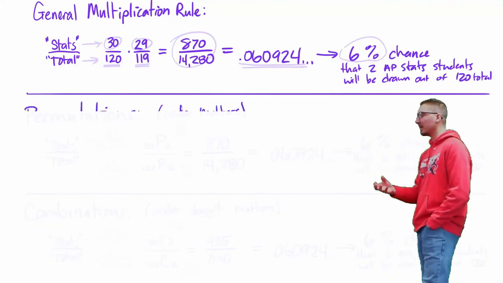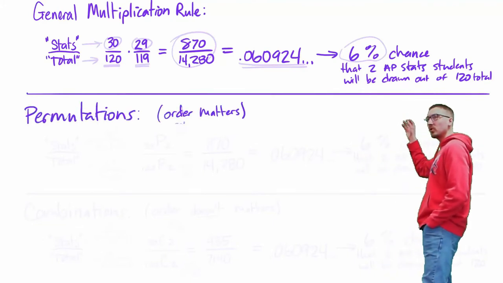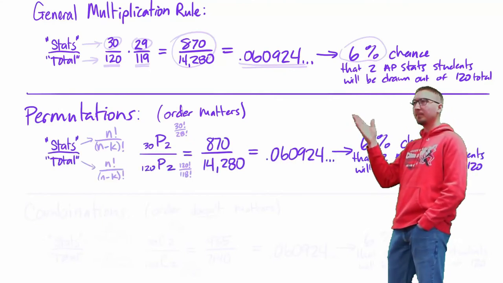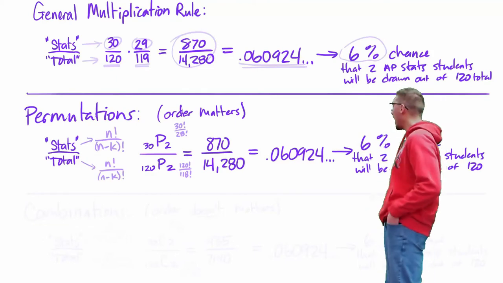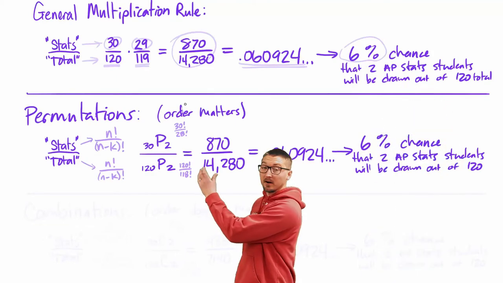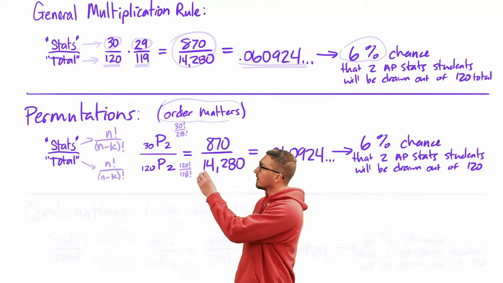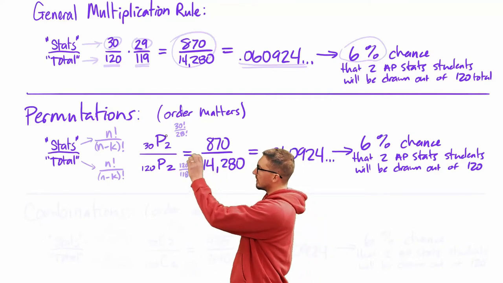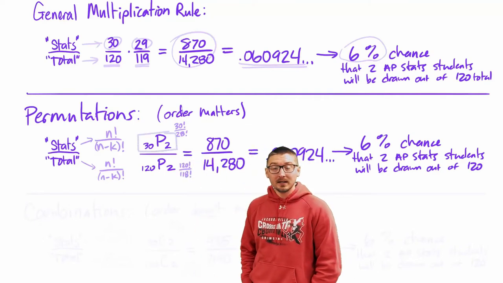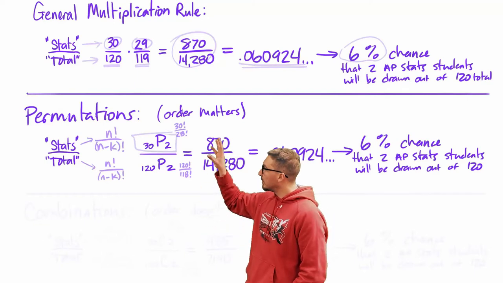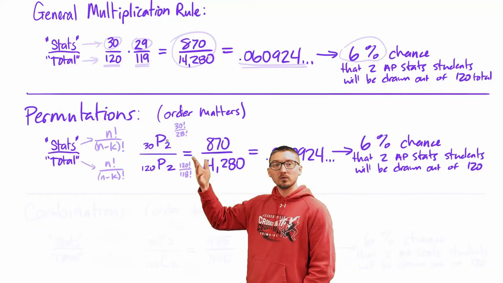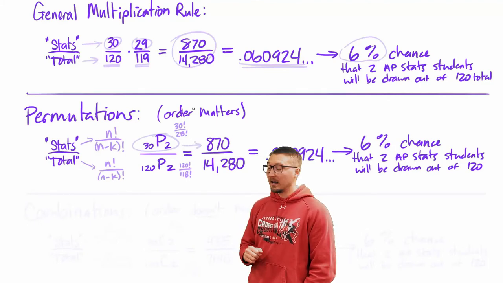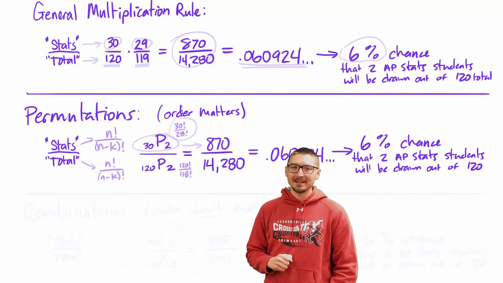Well, if we still think about the same idea, what's the possibility of stats students being chosen out of the total number of students? We have to think specifically about the top. How many possibilities are there for stats students? And so out of those 30 kids, and if I'm saying permutations, the order matters here. Maybe somebody gets a spot that's closer to the school versus further away. Out of those 30 students, and it's a permutation, I need to be picking two of them. So I have 30P2. Okay, that's the total number of options of picking two stats students from a class of 30. And if you put that in your calculator, you're going to get 870.